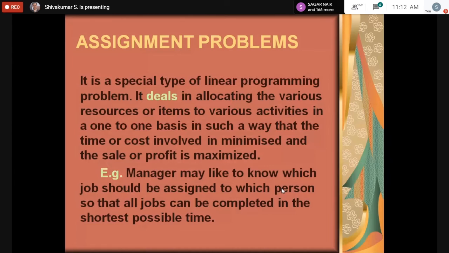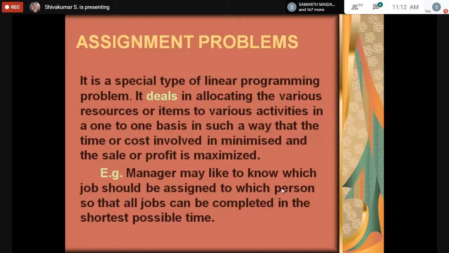Whether Bangalore to Mumbai, Mumbai to Kolkata, Kolkata to Delhi, Delhi to Chennai, or Bangalore to Chennai, Chennai to Mumbai, Mumbai to Delhi, and so on. So he has to find the best possible route where he can reduce the total traveling time and the traveling cost also. So the assignment problem and the traveling salesman problem are of course the same only. The traveling salesman problem also comes under assignment problems only.